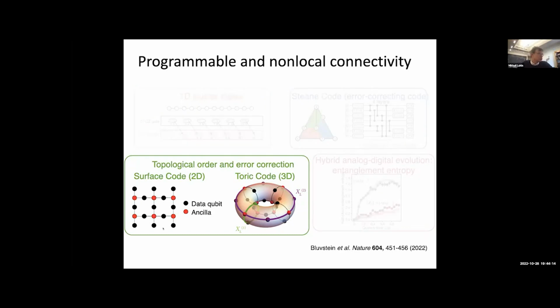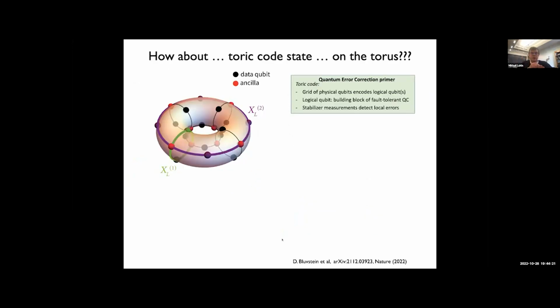So let me just focus on this approach very briefly. What I would like to do is try to implement a toric code on a torus. That seems kind of hard in a two-dimensional system, but we can do it. Just to explain what we are doing, a very quick error correction primer: as you all know, for a quantum error correction code, you would like to start with a grid of physical qubits, which will encode logical qubits, and which will be building blocks for fault-tolerant quantum computing.